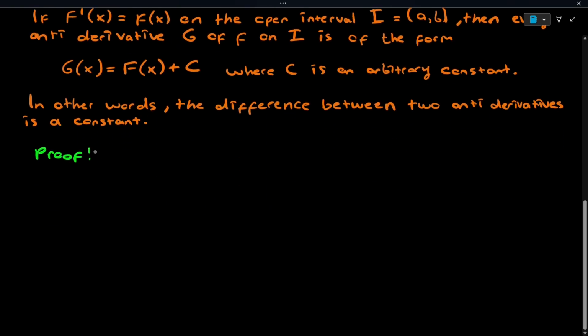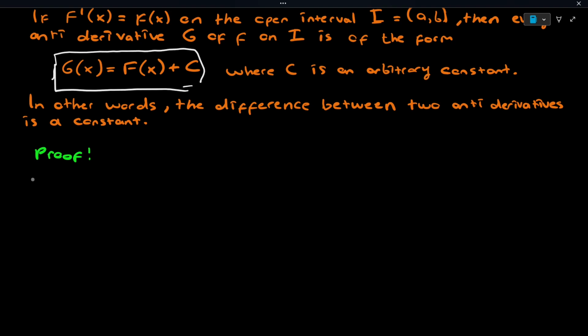And now let's try to prove this. I know I'm starting with a proof, but it's a really simple proof, and I think we need to understand the theorem really well. What do we want to prove? We want to prove that the difference between two antiderivatives is a constant, so we need to show that we can write it in this form.